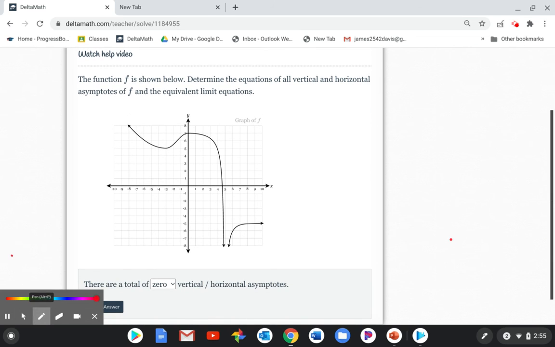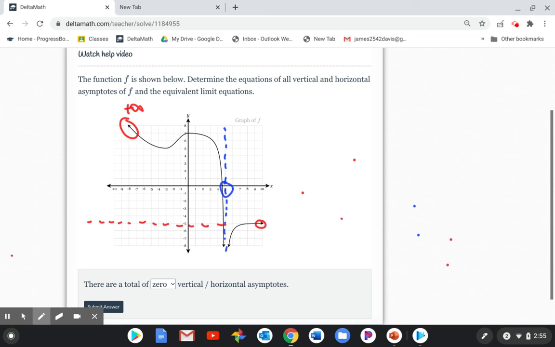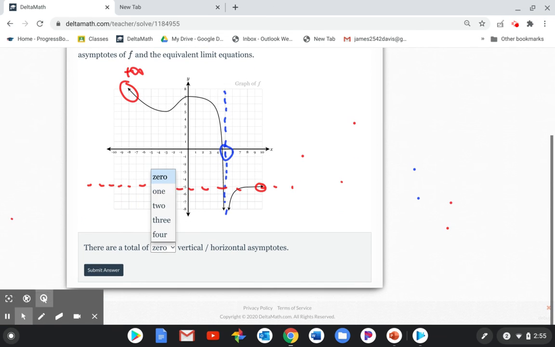Let's start with our vertical asymptote right here at 5. Our horizontal, we're going to look at the 2 end behaviors. This one's going up to positive infinity, so that is not going to be horizontal. This one is approaching a value there of negative 5, it looks like. So that is going to be a horizontal. Looks like we got 1 vertical, 1 horizontal, so a total of 2.